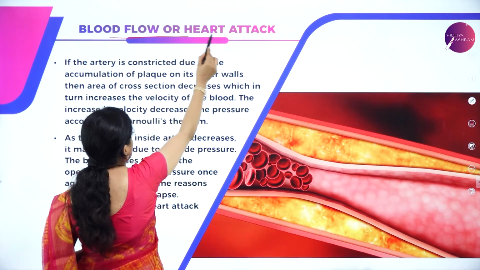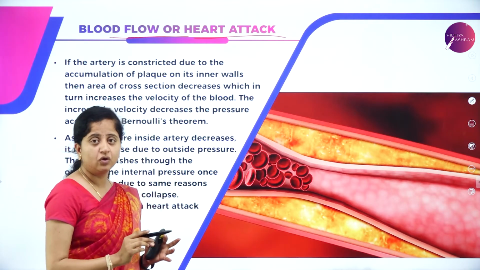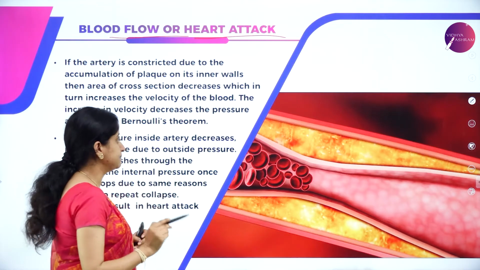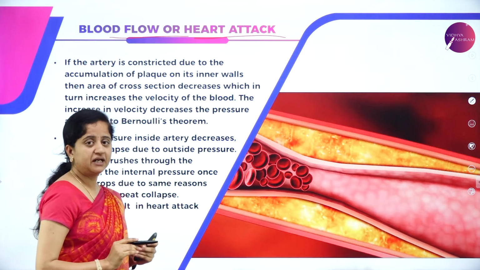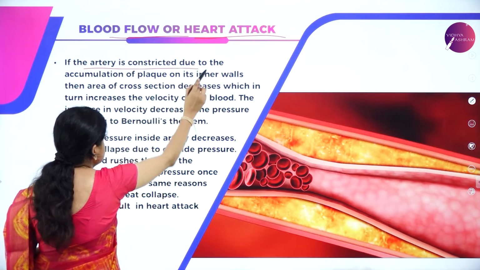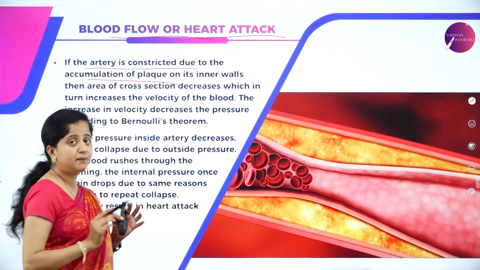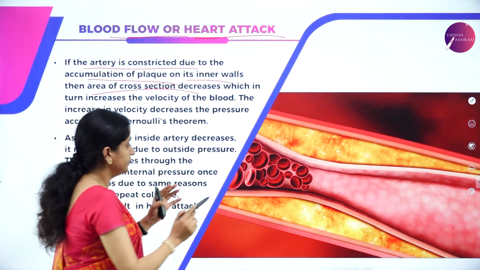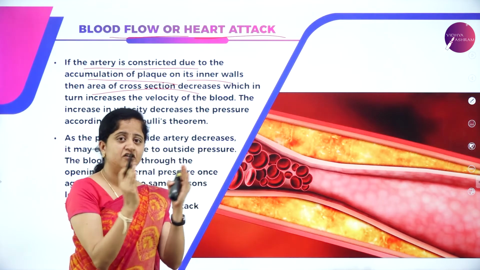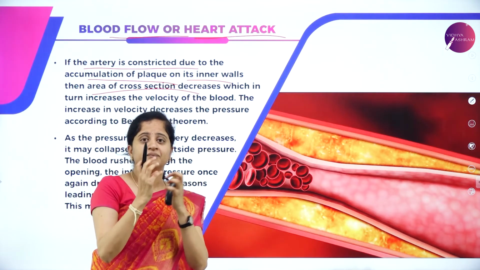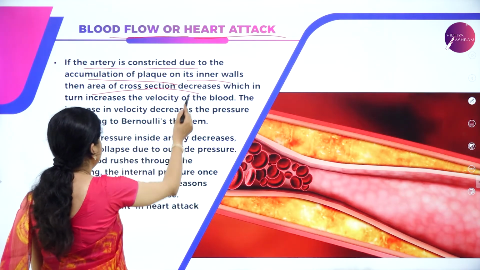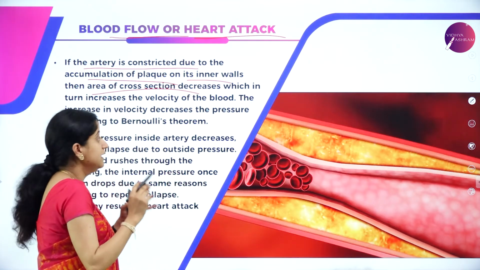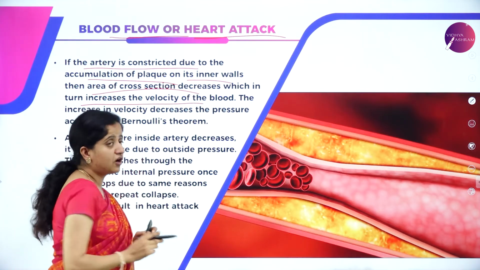So, next is blood flow or heart attack. Blood flow or heart attack can also be explained with the help of Bernoulli's principle. You can observe here how it is explained. If the artery is constricted due to the accumulation of plaque on its inner walls, then the area of cross section decreases. You can see here, if the artery is constricted or blocked with the accumulation of unwanted things such as plaque, the cross-sectional area decreases, which in turn increases the velocity of blood.